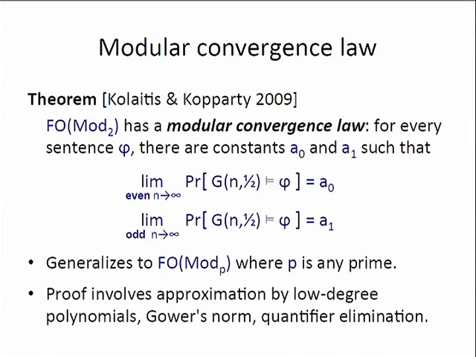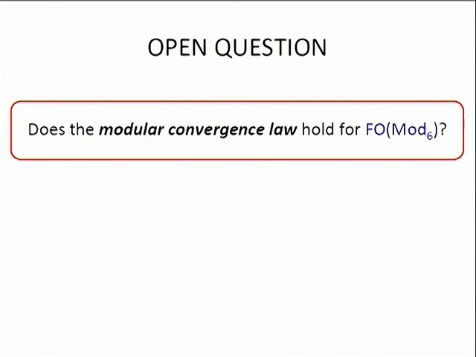So there's two limits, and this result actually holds for any mod p quantifier, for p being any prime, in which case you get p limiting probabilities. The proof is very nice because it combines techniques from complexity theory and algebra as well as logic. In particular, it involves approximation by low degree polynomials, the Gowers norm, and quantifier elimination. So that's a very nice result. One open question coming out of that work is whether there exists a similar modular convergence law if, rather than a mod p quantifier for some prime p, we have, for instance, a mod 6 quantifier, or any composite number. Indeed, any prime power is also open.